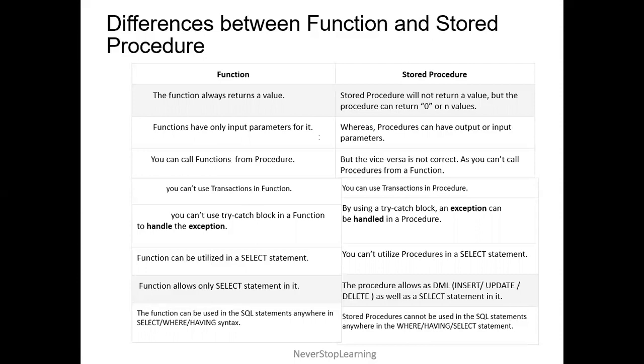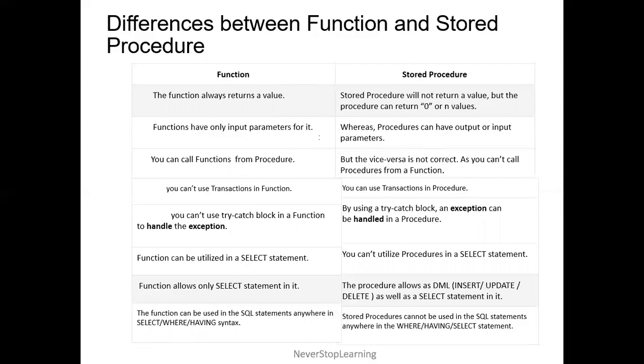So here I have created a table where you can see the difference. Functions always return a value, whereas stored procedure may or may not return a value. Fine. So that's the main difference. Your function will always return a value. And that's not the case in terms of stored procedure. It can return 0 or n values. Function has only input parameters, whereas procedures can have output or input parameters.